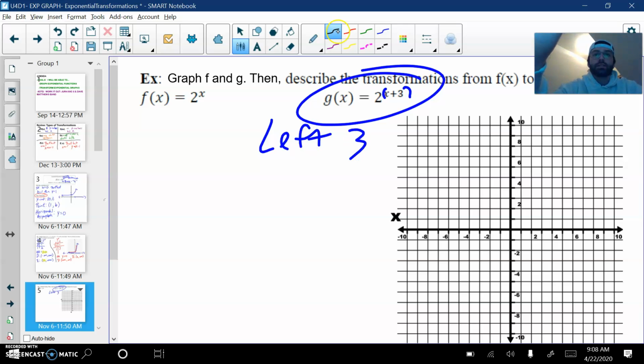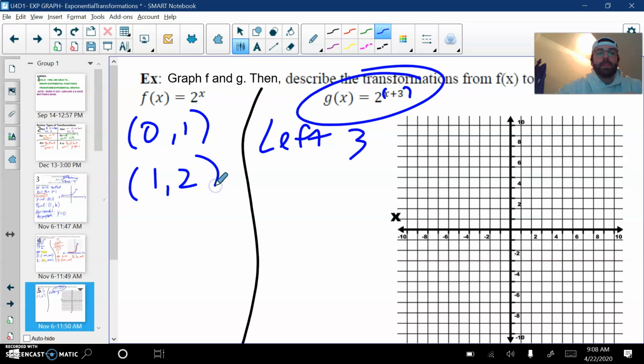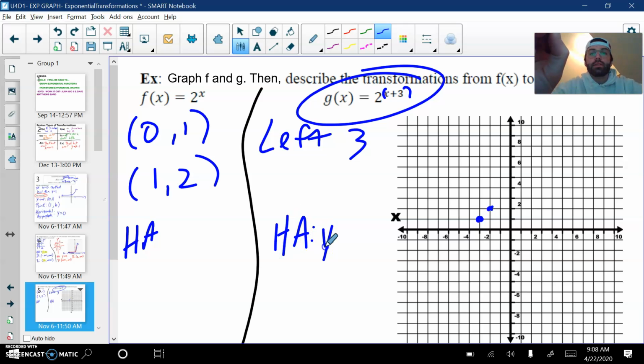So what were my characteristics of 2 to the x? I had the points (0, 1) and (1, 2). I take that (0, 1), which was right here, and shift it left 3: 1, 2, 3. There's my new point. I had (1, 2), so shift left 3: 1, 2, 3. There's my next point. Was there a vertical shift? No. So my horizontal asymptote is still y equals 0.